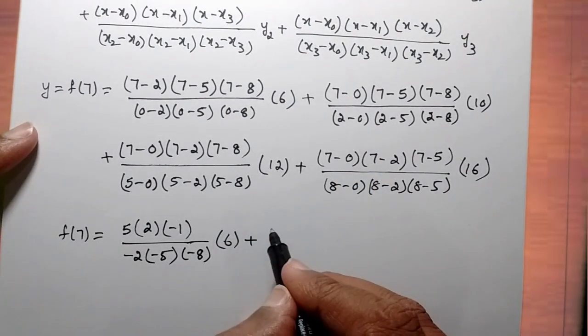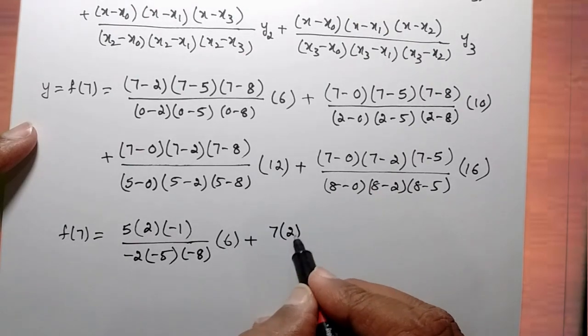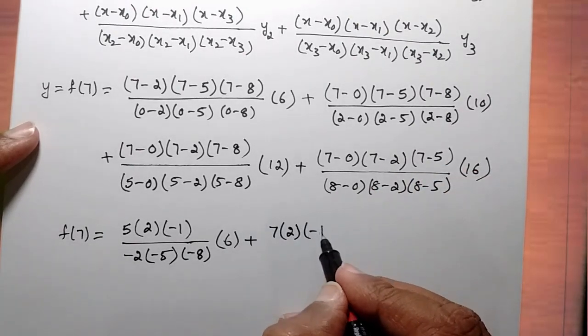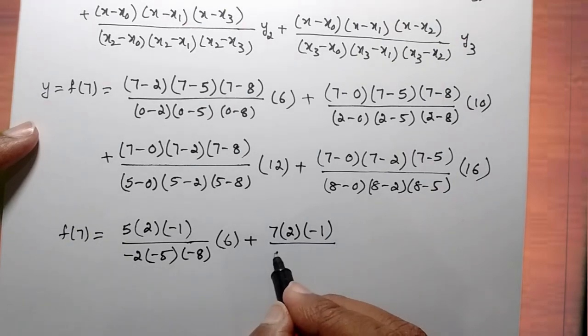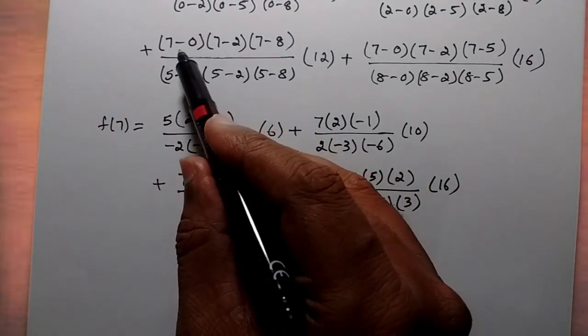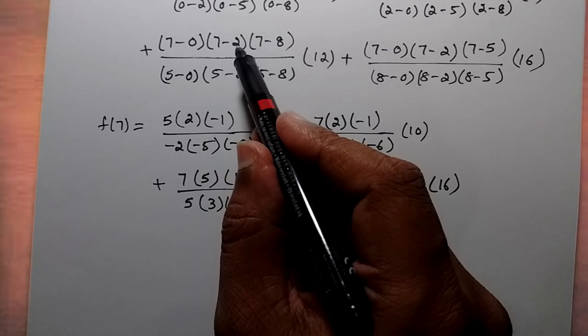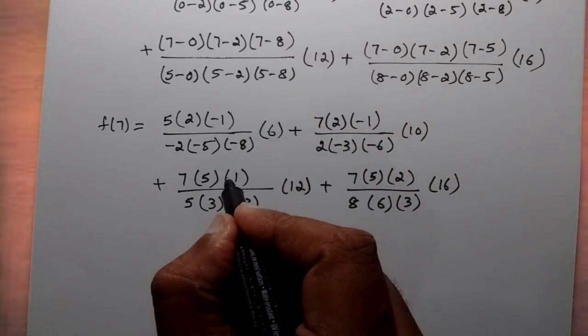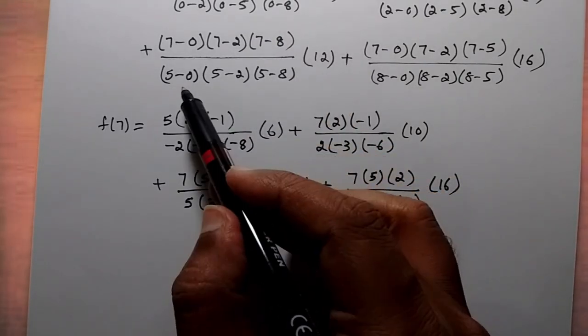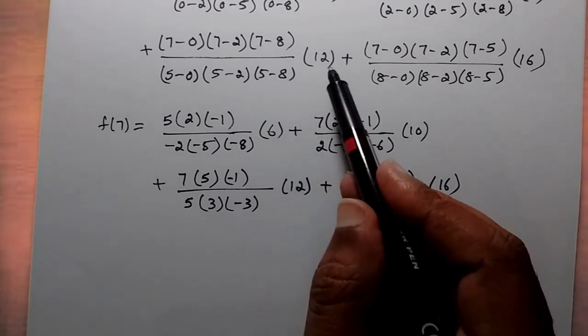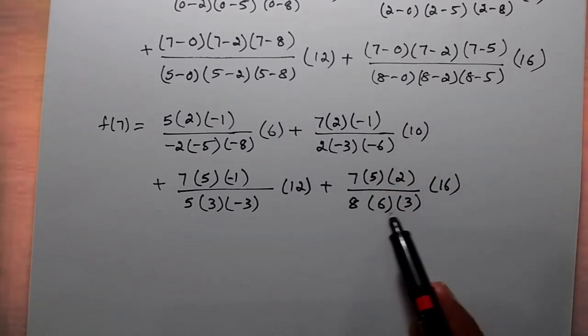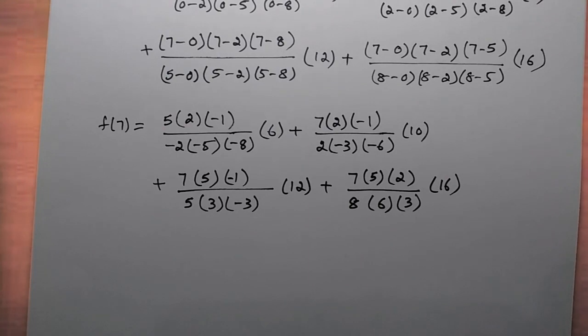Next value: 7 into 7 minus 5 will be 2, 7 minus 8 will be minus 1, whole divided by 2 into, so 7 minus 0 will be 7, 7 minus 2 will be 5, 7 minus 8 will be minus 1, divided by this 5, this is 3 and this is minus 3, 12. The next term also you have written, you can just check these values.